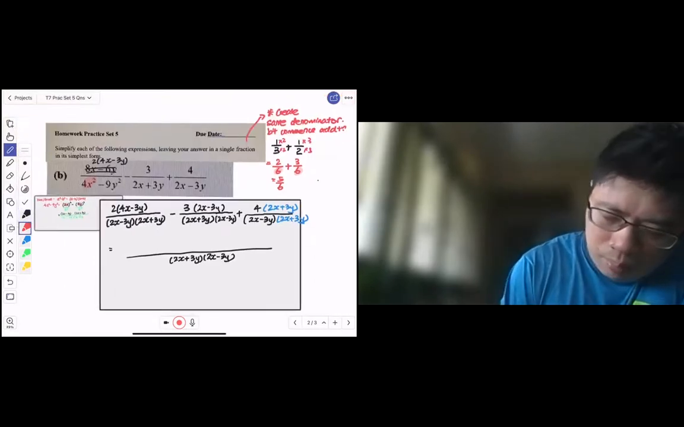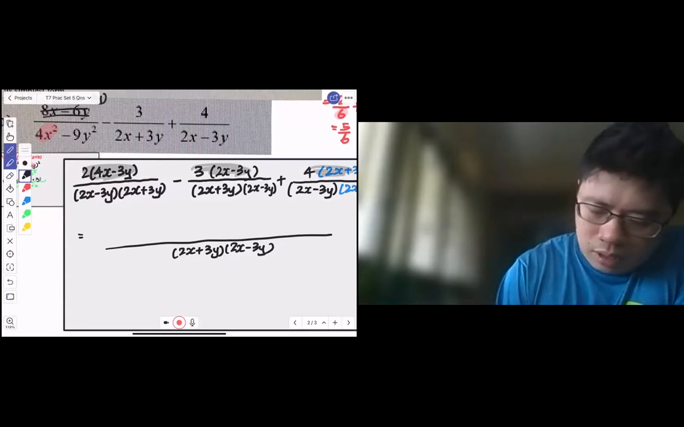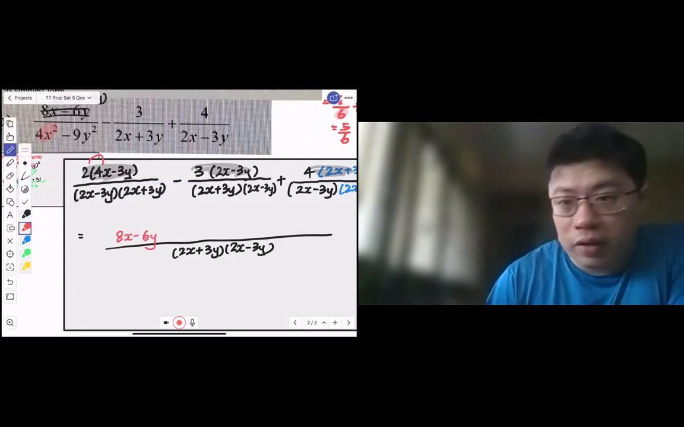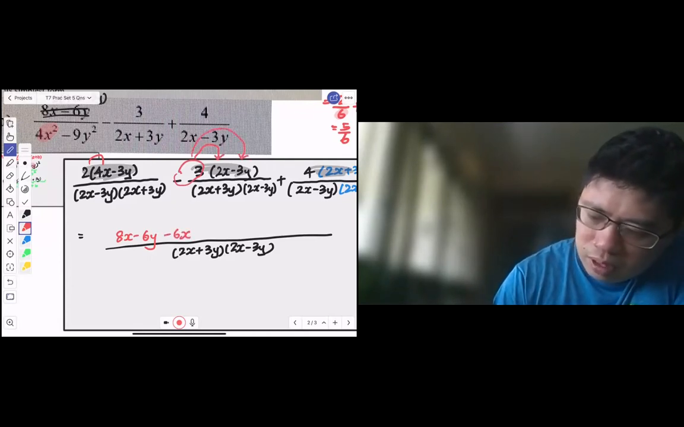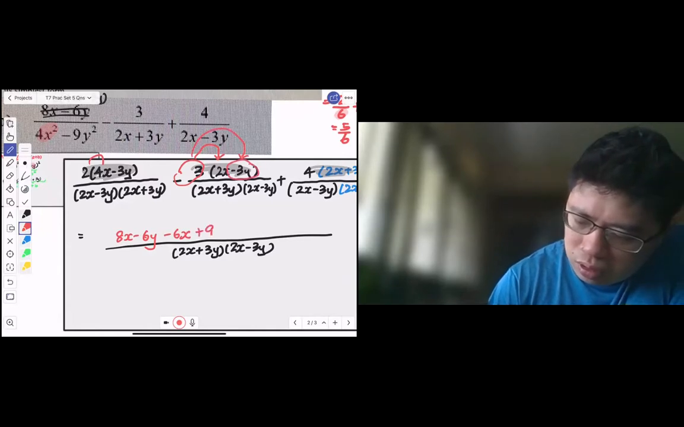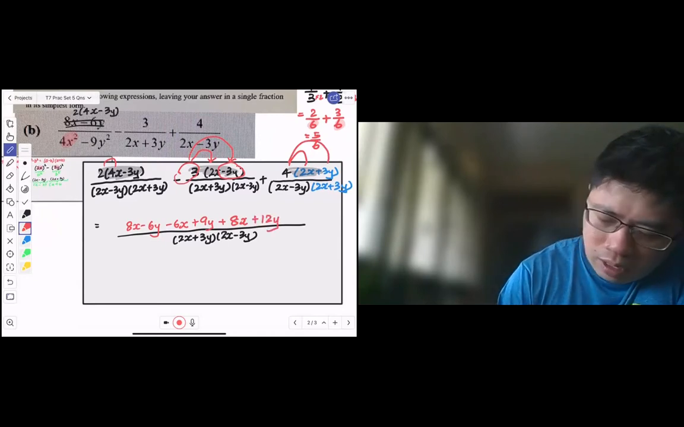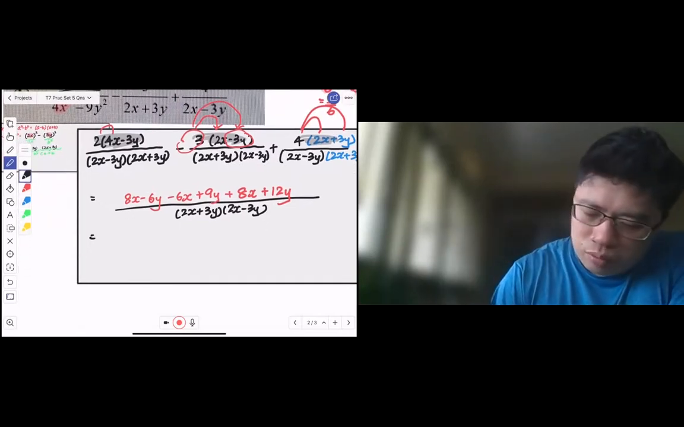And I'm just going to copy all of my numerators together. 1, 2, 3. Okay, so maybe I'm just going to open it up. 8x minus 6y. After all, the factorization didn't come in handy. Now, negative 3 times positive 2x. Remember, around every fraction there's an invisible bracket. Negative 3 times negative 3y, positive 9y. Positive 4 times 2x, 8x. Positive 4 times 3y, that's a positive 12y. Okay, so I'll leave it to you to simplify the entire expression at the numerator.